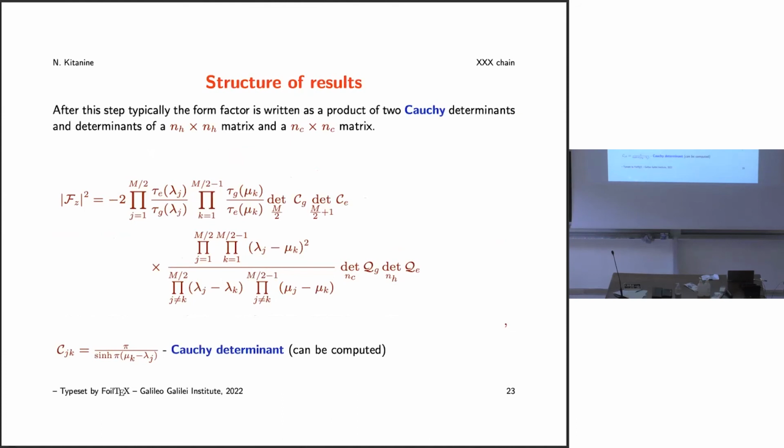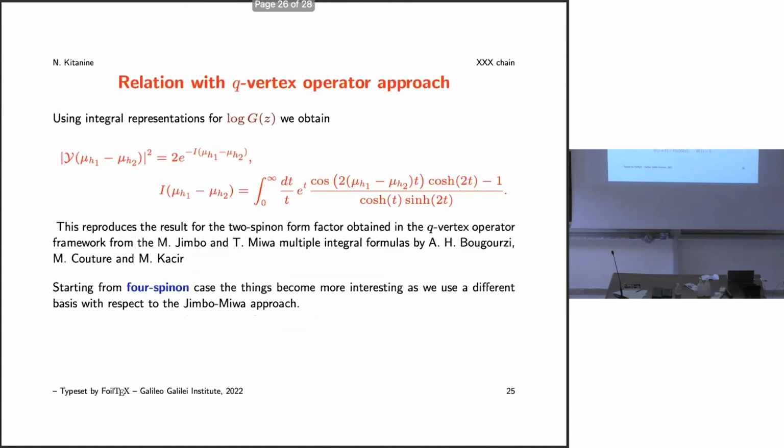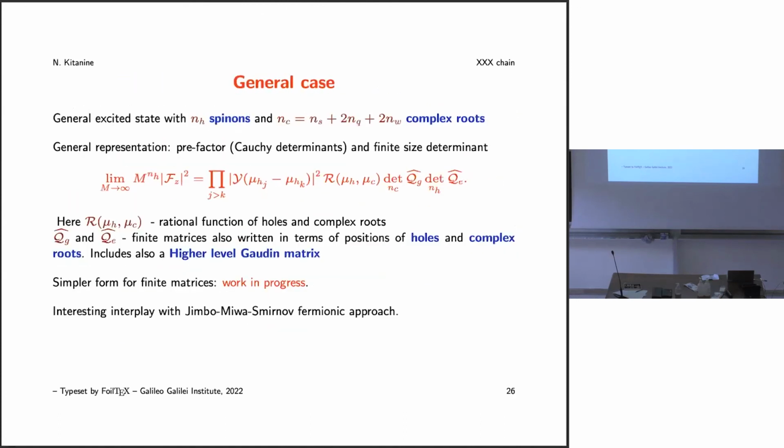In fact, it comes out from this Cauchy determinant, and there remains this determinant, this finite size determinant. So I remind you that there is a number of holes, and this determinant of the number of holes. This determinant is what we call the number of complex roots. So it's the number of strings plus twice the number of quartets plus twice the number of wide pairs. Don't ask why. It's the structure of how many holes correspond to every type of the complex roots.